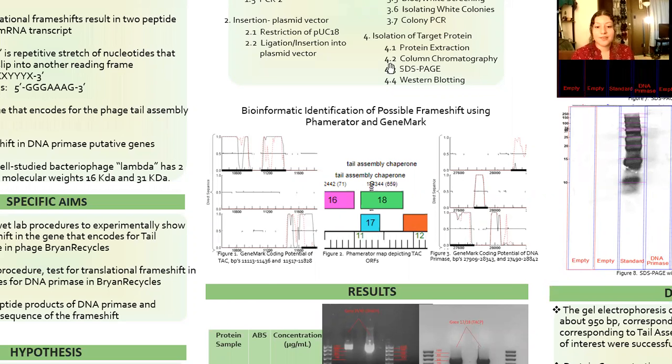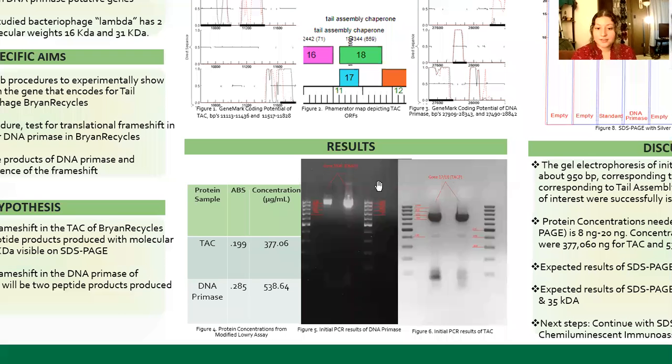Here are wet lab results. These two gels show that the PCR products indicate that we have the correct DNA sequence that we are looking for. And so from that DNA, we can create the proteins. The protein concentrations are high enough yield to continue with analysis.